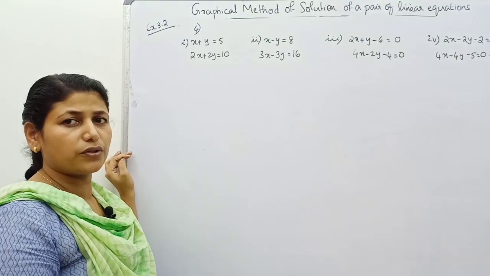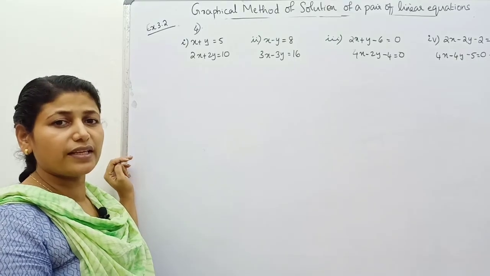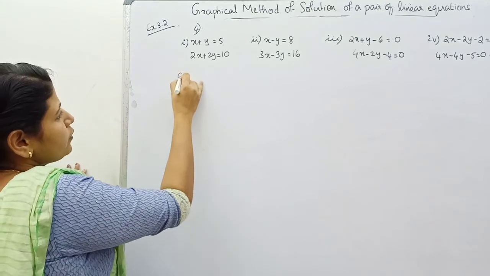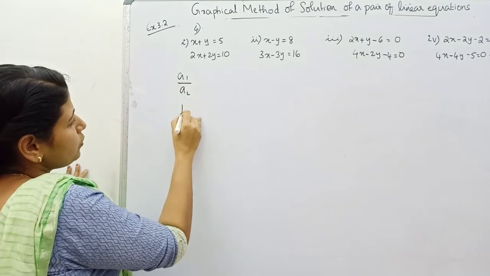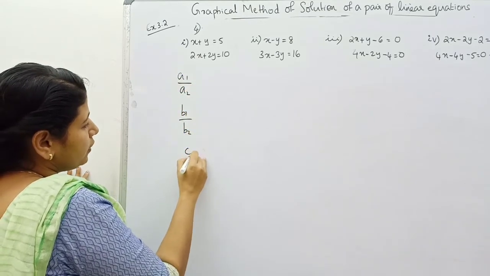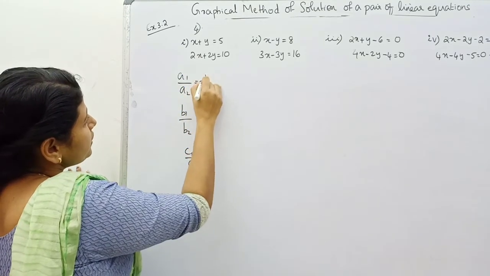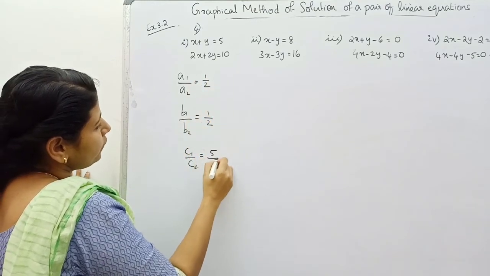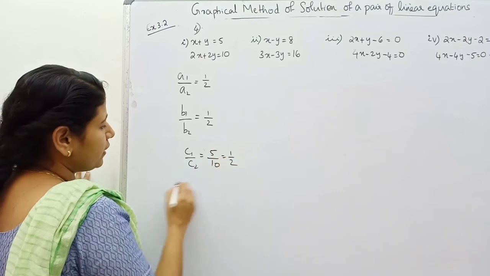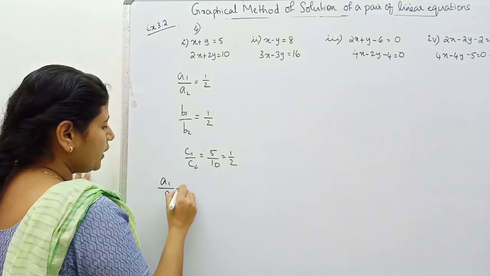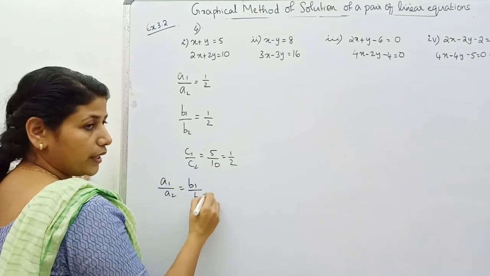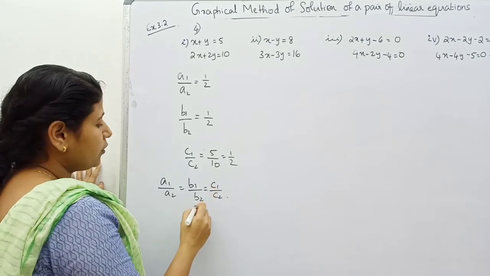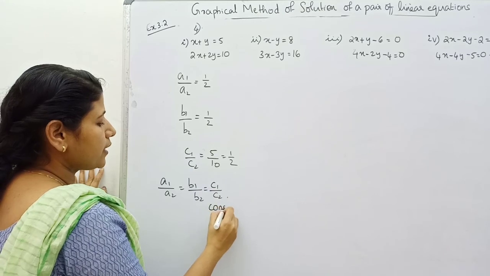Okay. Fourth question, here also you want to check whether they are consistent or inconsistent. Okay. So as usual, we have to check A1 by A2, B1 by B2 and C1 by C2. Here A1 by A2 is 1 by 2, B1 by B2 is also 1 by 2, C1 by C2 5 by 10, which is also 1 by 2. So we can write A1 by A2 equal to B1 by B2, okay, C1 by C2. This is coinciding, so infinitely many solutions, so this is consistent.